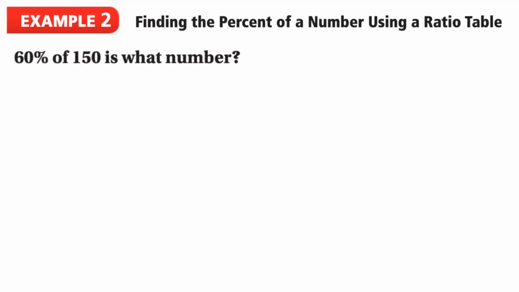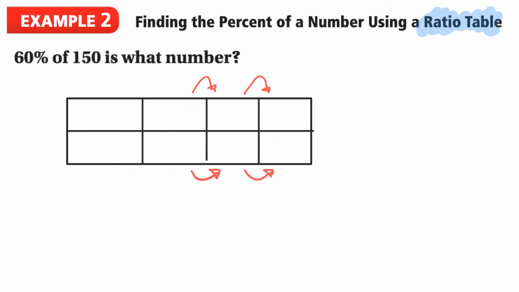So here in our second example, we're going to also find the percentage of an amount, but we're going to use a ratio table. So we went over an example with a fraction and we used a bar model, and now we're going to look at a ratio table. So there are 3 different strategies that I'm going to show you in this video. So if we do this in a ratio table, we have 60% of 150 is what number? So we're going to have our labels for our ratio tables as part and whole. So 60% is a part of the whole. So remember, percent means per 100. So we're going to have 60, and then underneath we'll have 100.